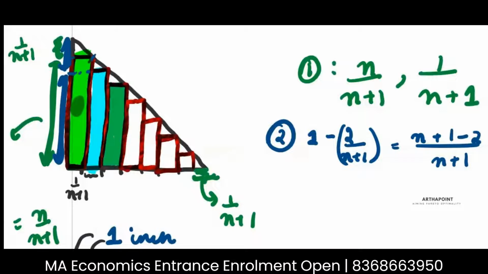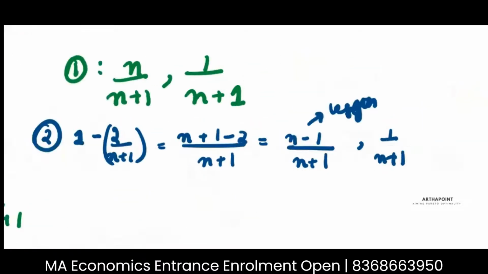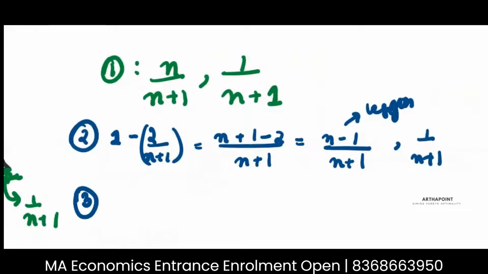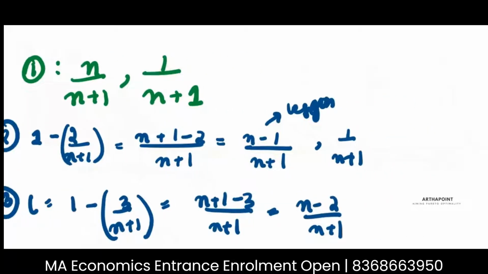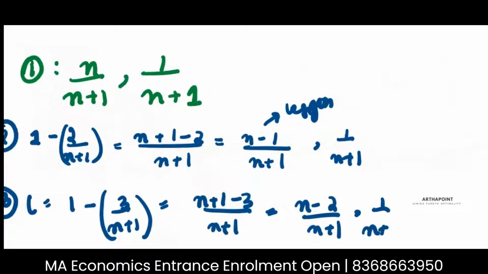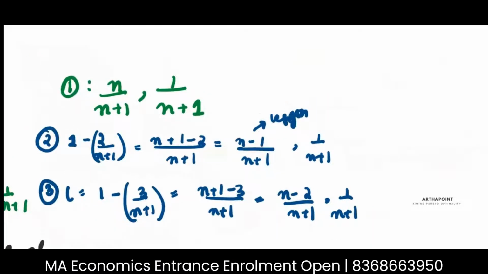For the third rectangle, if I have to find out what its length would be, I'm leaving 3 n plus 1 proportions. So for the third rectangle, its length will be 1 minus 3 upon n plus 1, so it will be n plus 1 minus 3 upon n plus 1. This will be n minus 2 upon n plus 1. This will be its length. And what will be its breadth? Same, 1 upon n plus 1, and so on.